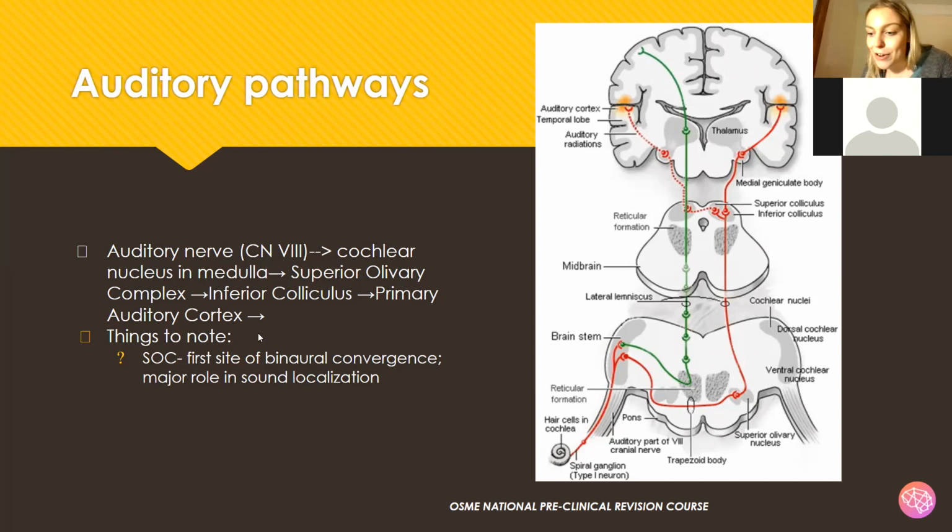Okay, and then from the superior olivary complex, fibers then travel in the lateral lemniscus to the inferior colliculus of the tectum, and then from this, information then passes to the primary auditory cortex, which is A1, via the medial geniculate nucleus of the thalamus.